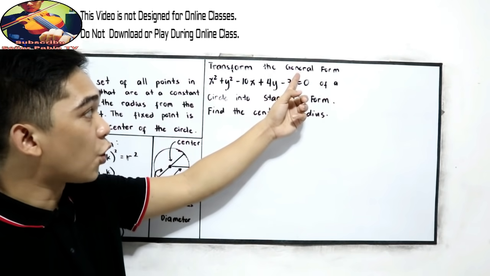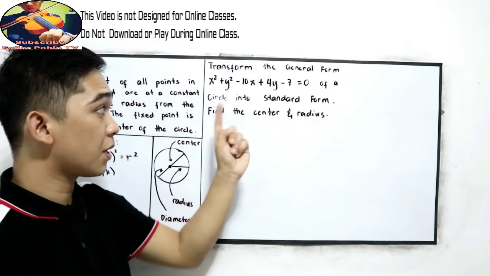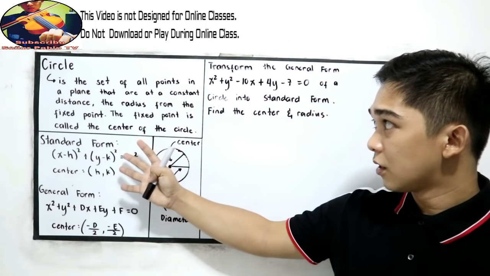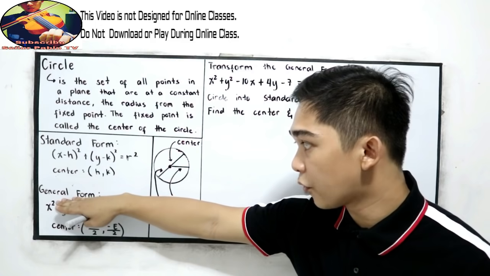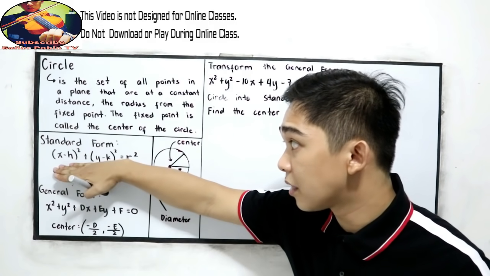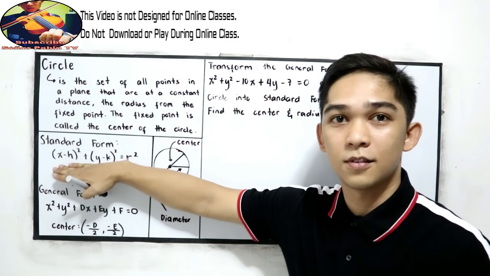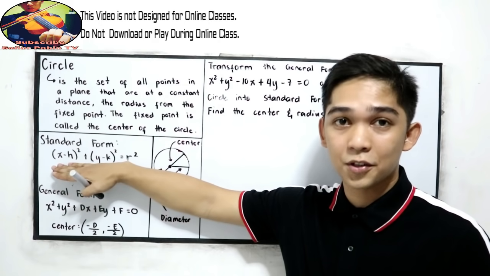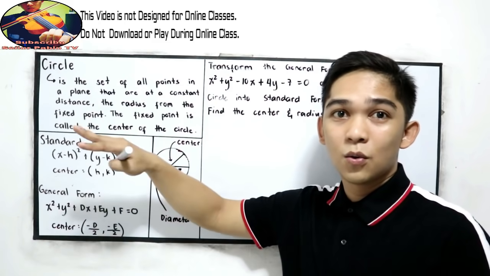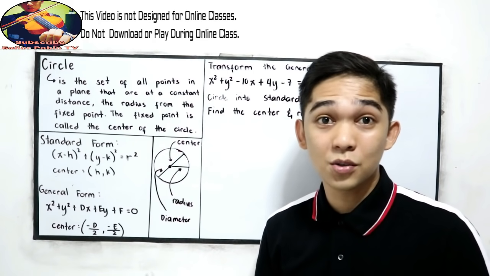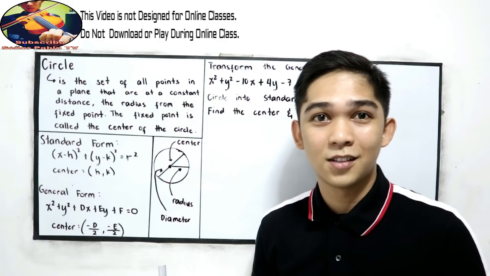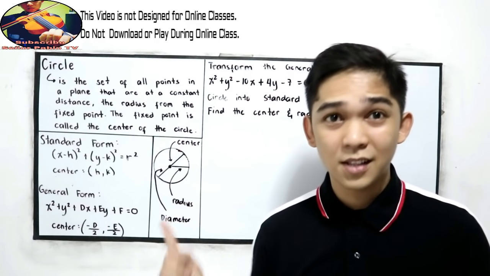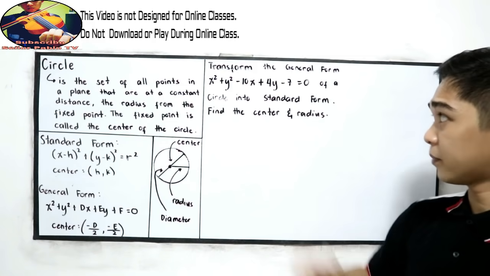So from general form, we're going to transform into standard form. So in our introduction, we have this general form going to our standard form. Then after getting the standard form, we need to find the radius and the center. We can transform by using completing the square, your lesson when you were in grade 9. So let's try to solve this problem.